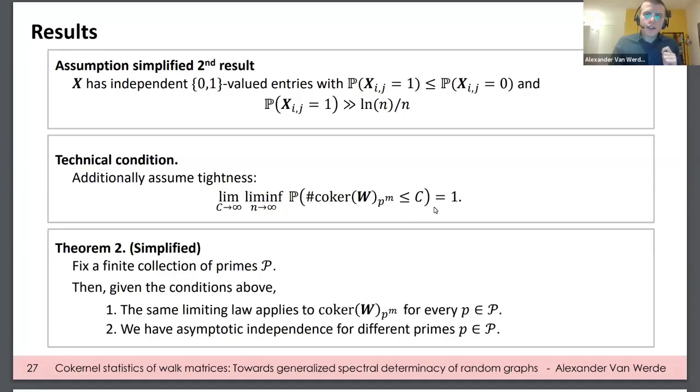All right. Now, given this setting and this additional technical condition, I have proved the following. First of all, for every fixed prime, the same limiting law as I presented earlier still holds. And further, if you have some finite collection of primes, then the co-kernels living above those primes, so the quotients, are going to be asymptotically independent. So if I tell you what a co-kernel modulo 3 looks like, this is not going to tell you anything about a co-kernel modulo 5, at least asymptotically. All right, so that is the result.